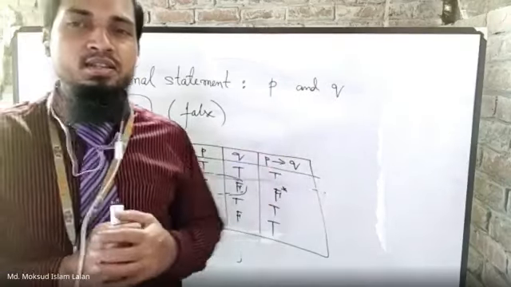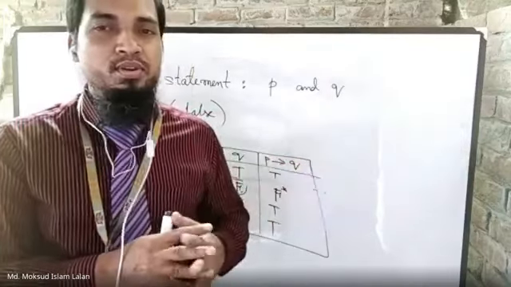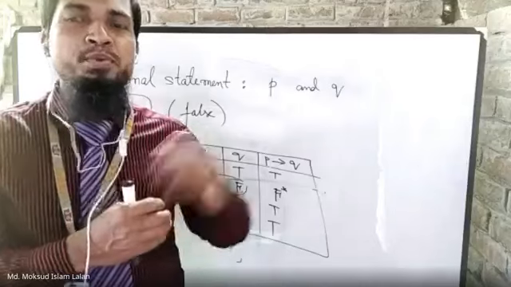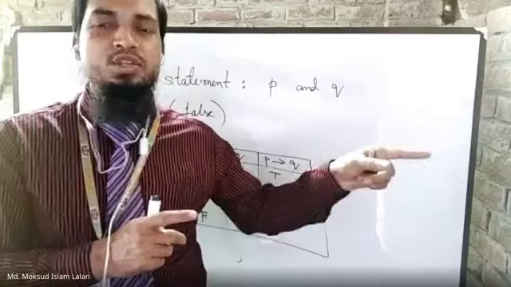Now coming to the disjunction. Disjunction means when both are false, disjunction is false, otherwise true, right? Now exclusive or. Exclusive or means if exactly one of P or Q is true, then the result is true. Otherwise false.